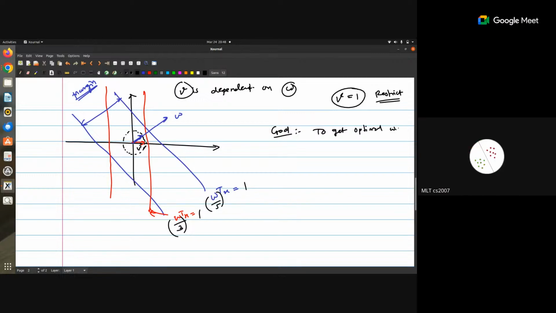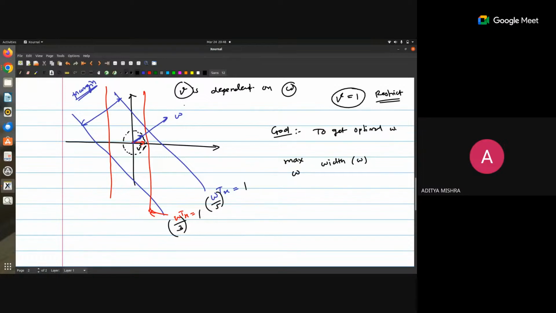So the optimal W happens when gamma is maximum. Instead of that, what I'll say is the width on W is maximum. I'm removing gamma now from the picture. So this is the case. What is the width of W? It's a width which is dependent on W.